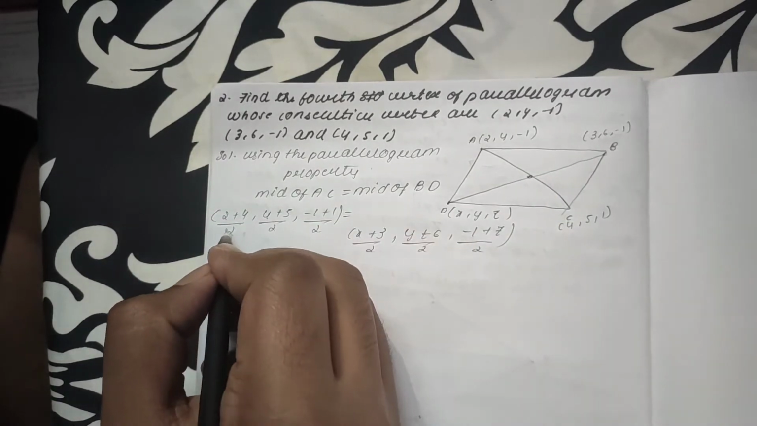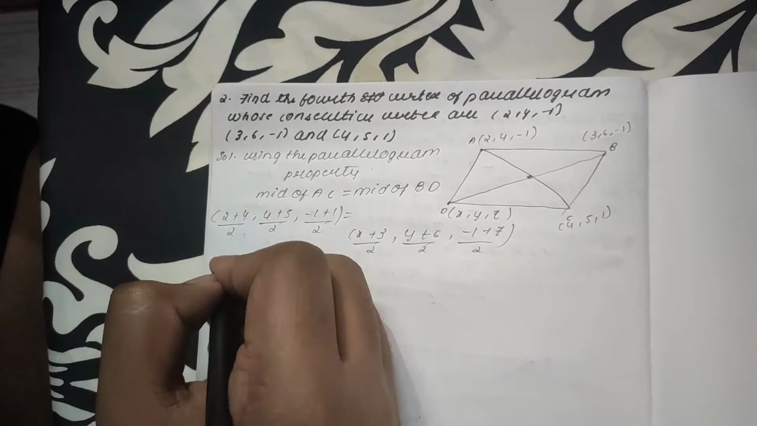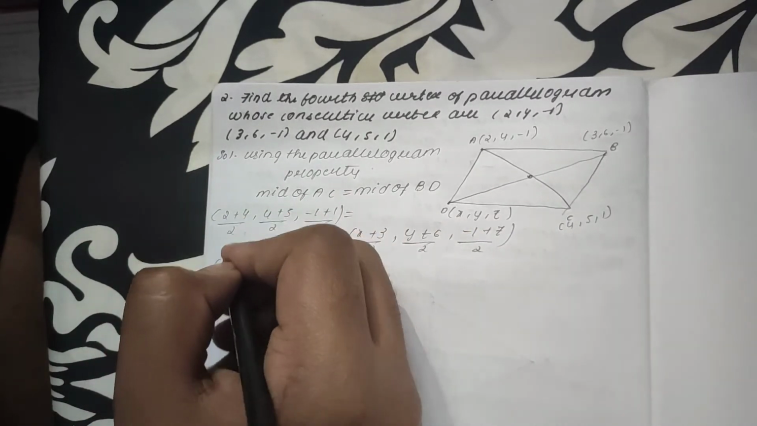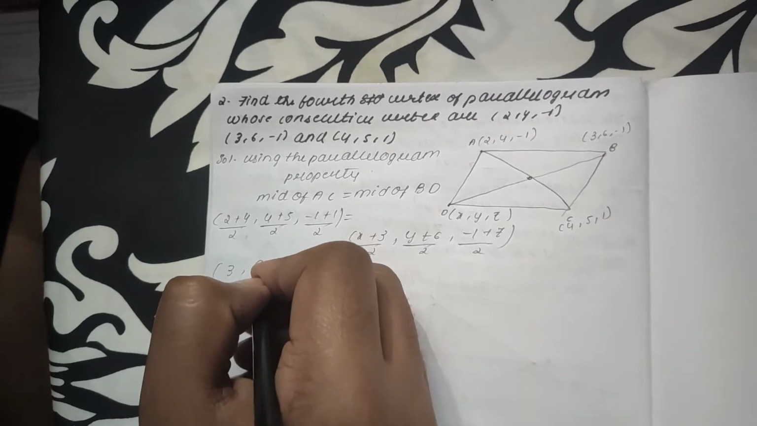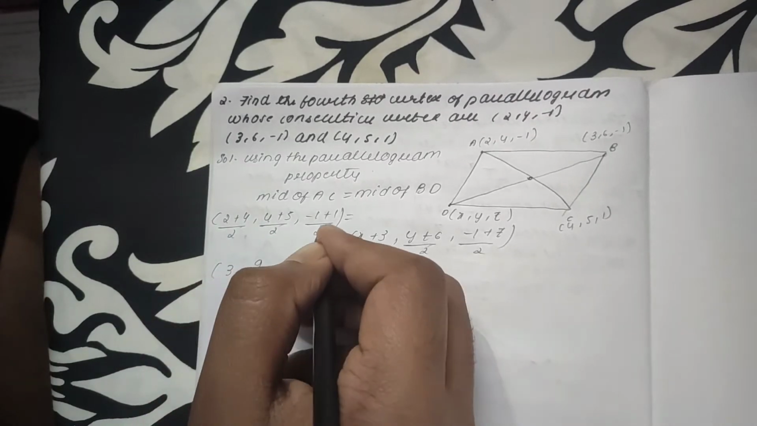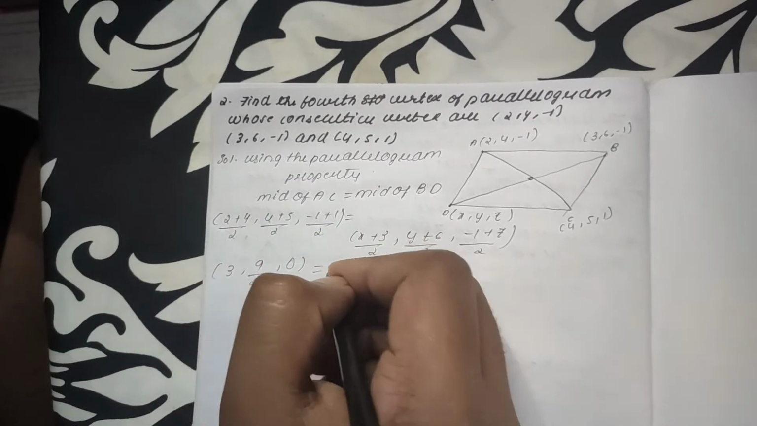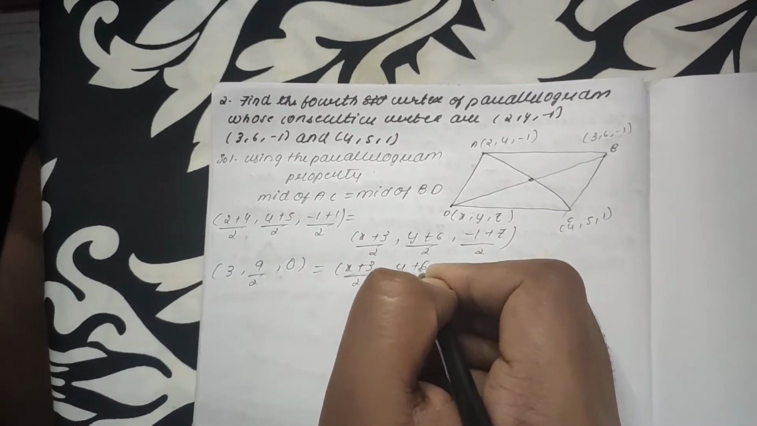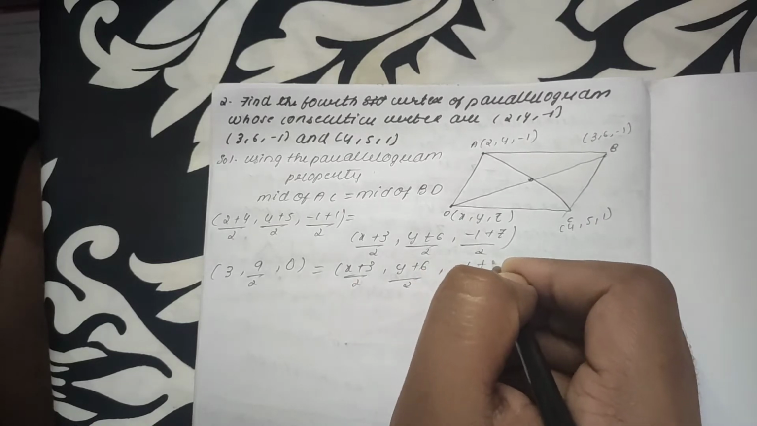So equate first term to the first term. So before equating, solve this. 6 by 2 is 3, 9 by 2 is 9 by 2, and 0 by 2 is 0, is equals to x plus 3 by 2 comma y plus 6 by 2 comma minus 1 plus z by 2.